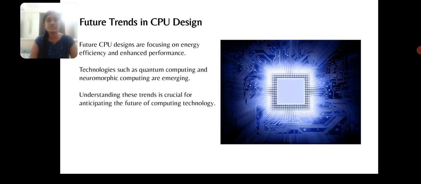Future trends in CPU design. Future CPU designs are focusing on energy efficiency and enhancing performance. Technologies such as quantum computing and neuromorphic computing are emerging. Understanding these trends is crucial for the application of future computing technologies.